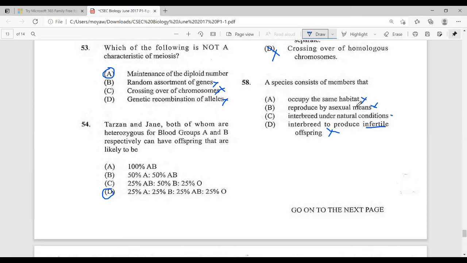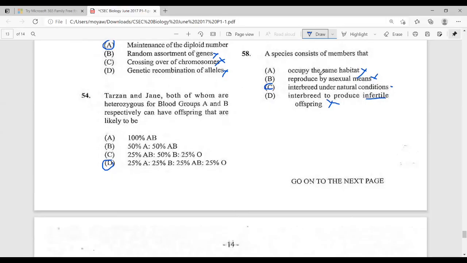So the best appropriate meaning would have been C, interbreed under natural conditions. And natural condition means the environment that they're in. So nothing is affecting them, nothing man-made, or artificial, is affecting them and causing them to produce offspring. So they're doing it in nature's world rather.